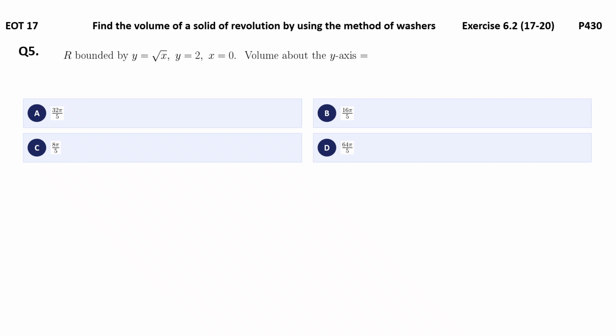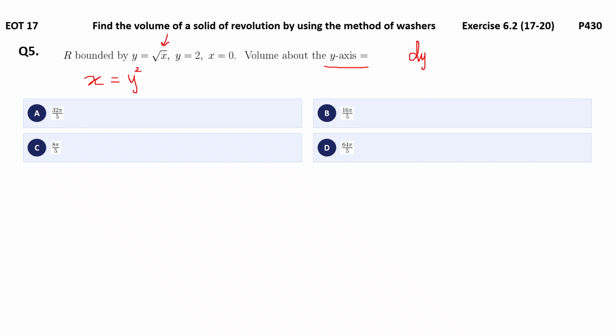Here we are going to find the volume about the y-axis. Since it is about the y-axis, your focus should be on y. And here it is given in terms of x. How can you remove the root? Square it on both sides. So you basically get y squared is equal to x. So I write it in the front. That means x is equal to y squared.